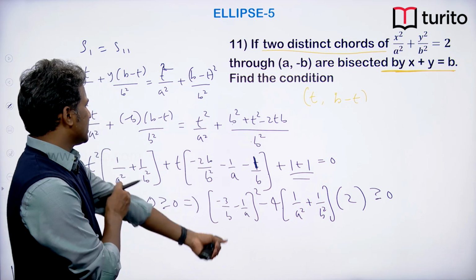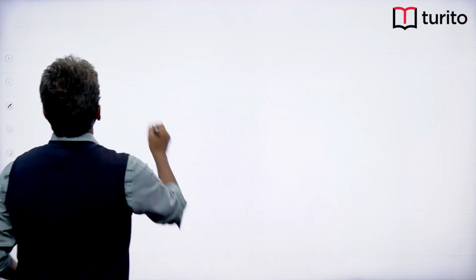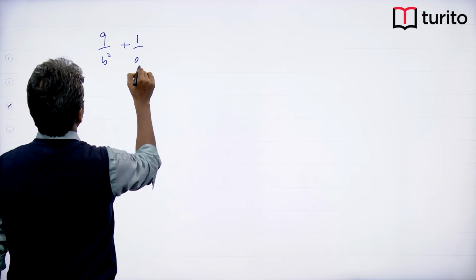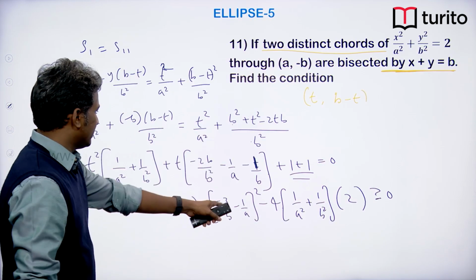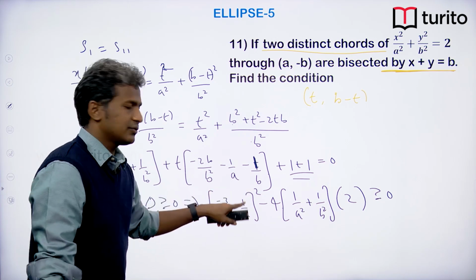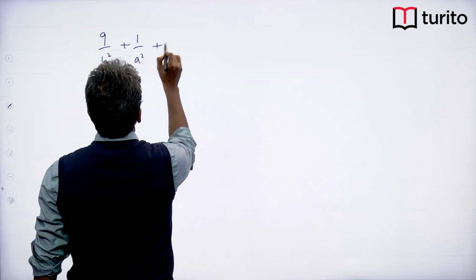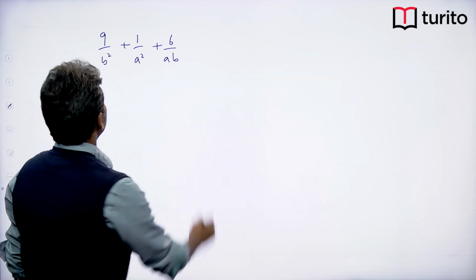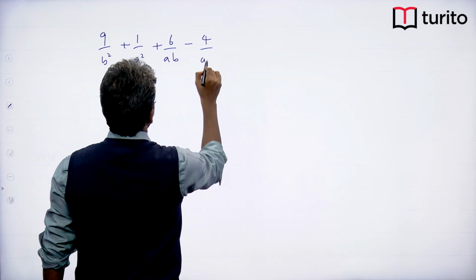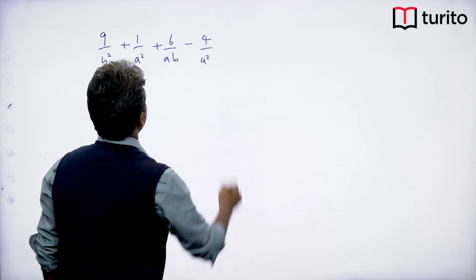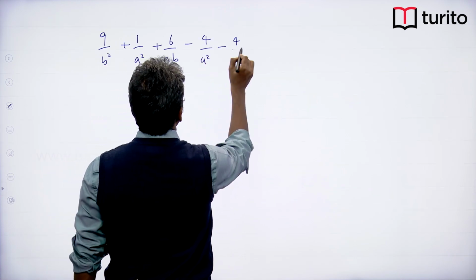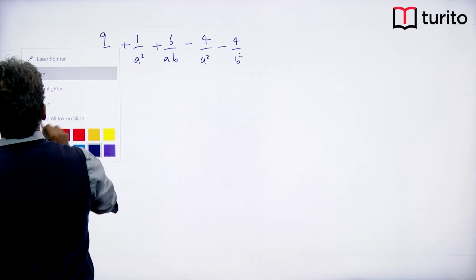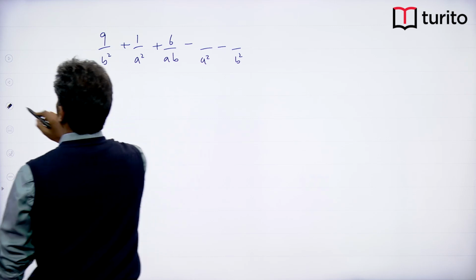Okay. So, let me just simplify this. So, we are basically getting 9 by b square plus 1 by a square, and because anyways this minus is getting cancelled because of the square, we will get plus 6 by AB, and next minus 4 by A square, minus 4 by B square, and there is one 2 also extra. So, this 4 and 4 must be 8s.